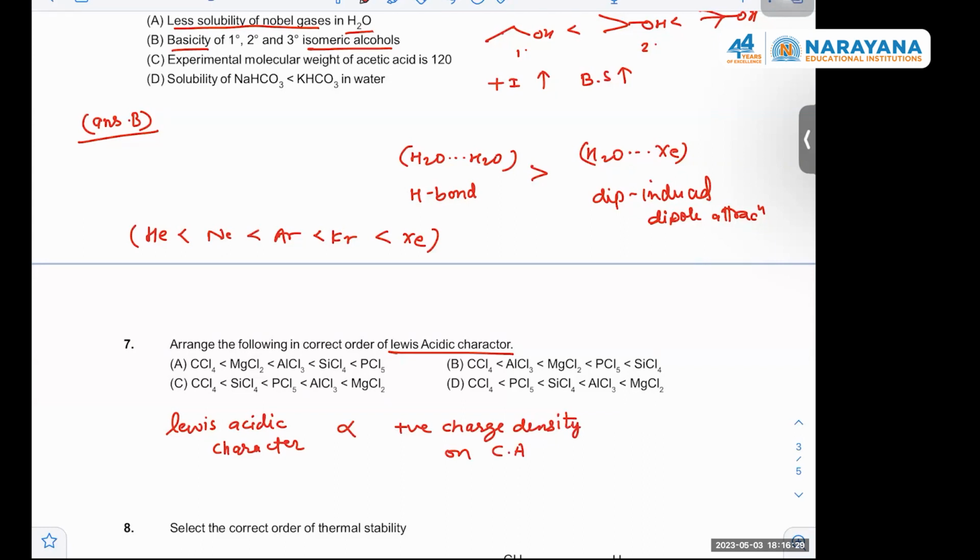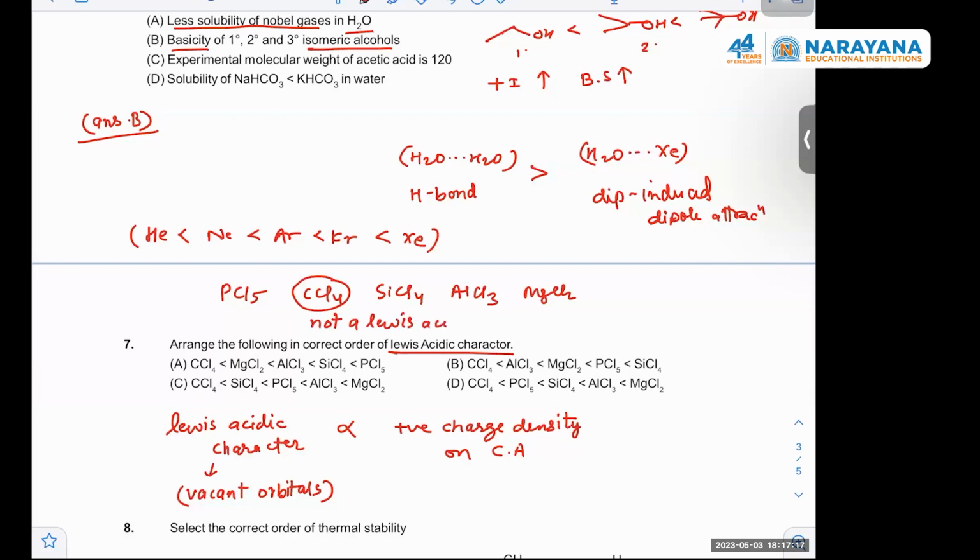But first of all, the Lewis acidic character comes because of the vacant orbitals, the availability of vacant orbitals. These two hints will be required to solve this question completely. So in this situation, the more partial positive charge will be on the phosphorus. Okay. Then in terms of charge density, it will be CCl4, then SiCl4, then AlCl3, then MgCl2. But among all of these, CCl4 is not a Lewis acid. It is not a Lewis acid.